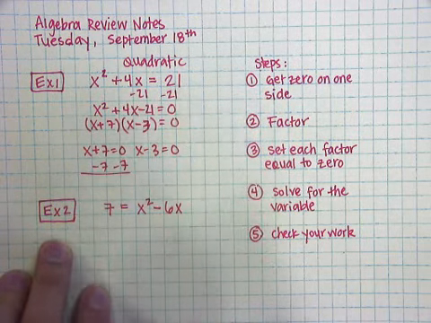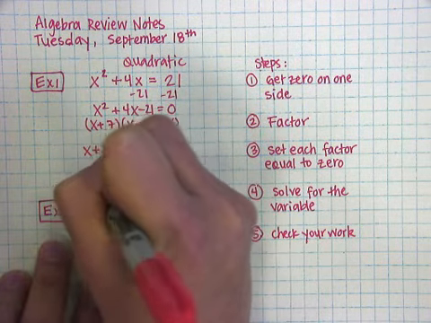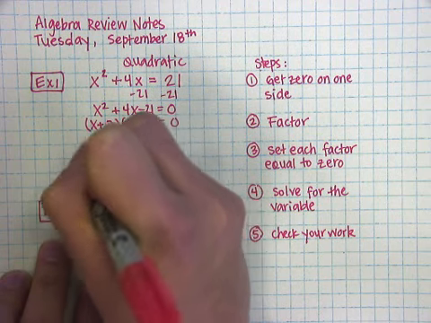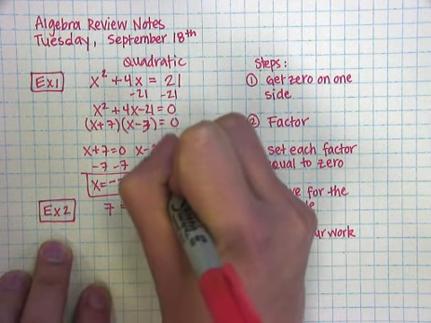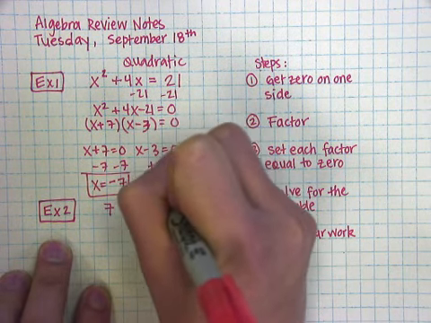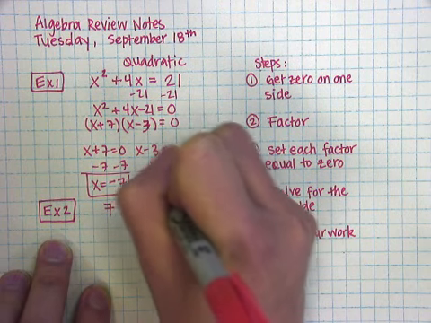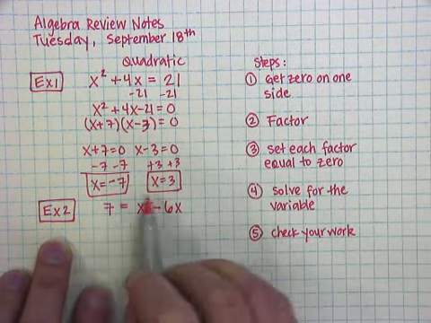So I'm going to take 7 away from both sides of this equation, and I get x equals negative 7. And I'm going to add 3 to both sides of this equation, and I get x equals 3. Okay. So these are my two solutions.